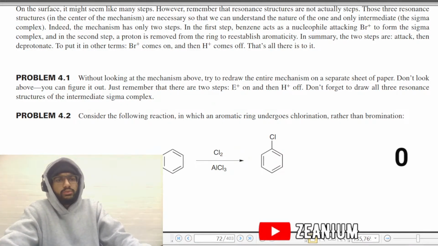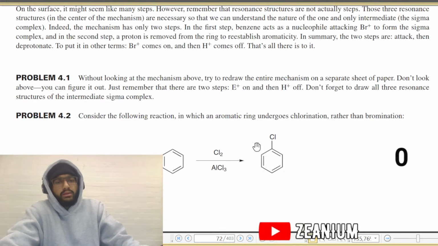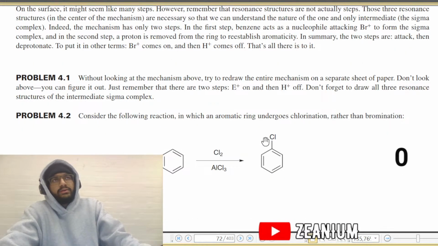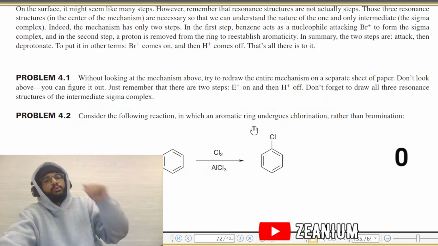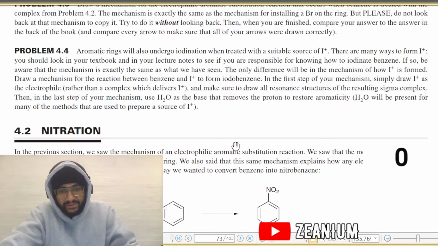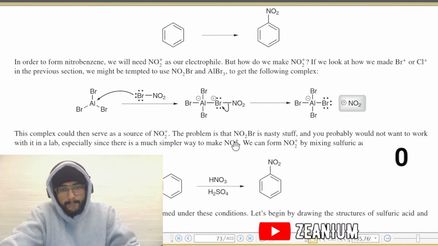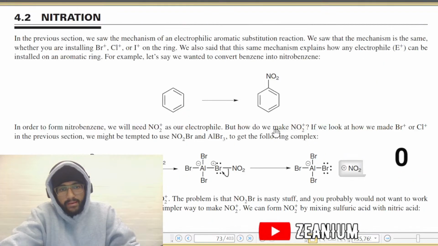We just need to figure out, what is it called? There's like a blueprint of every mechanism. Okay.